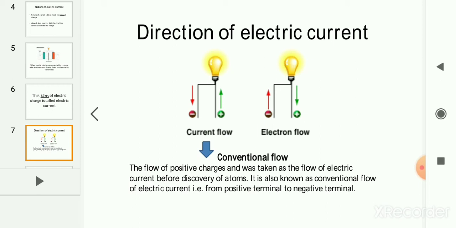The flow of positive charges was taken as the flow of electric current before the discovery of atoms. This is also known as the conventional flow of electric current. Conventional flow means what, children? From positive terminal to negative terminal. This is called the conventional flow of electric current.